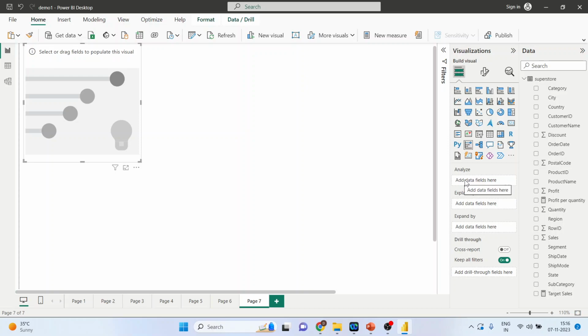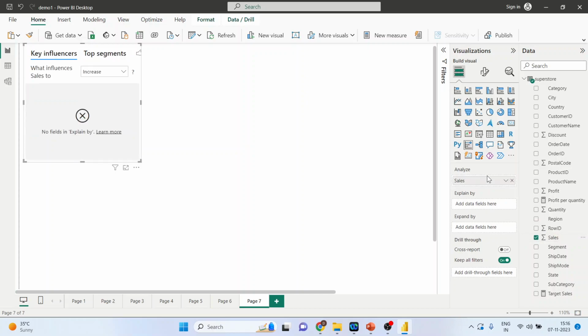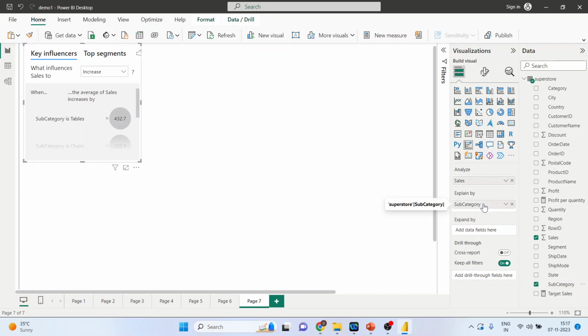Basically, this is a dependent variable. So we want to analyze sales, or rather the variation in the sales, that is increasing sales or decreasing sales. We want to explore the reasons for it. So let's pick up the subcategory and drop it into explain by. Activate the focus mode.